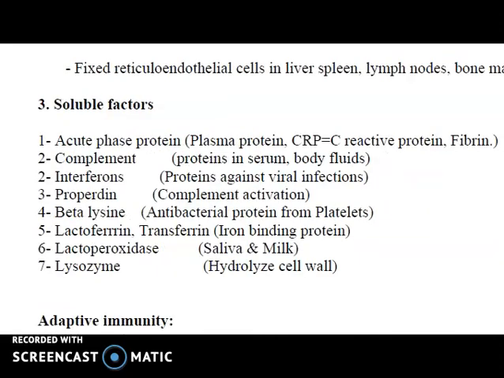Okay, so we will discuss these one by one. First one is the complement proteins. Complement proteins are soluble proteins, glycoproteins, that are mainly synthesized by the liver and circulate in the blood and extracellular fluid. They were originally identified for their ability to amplify and complement the actions of antibody. Hence, the name complement.